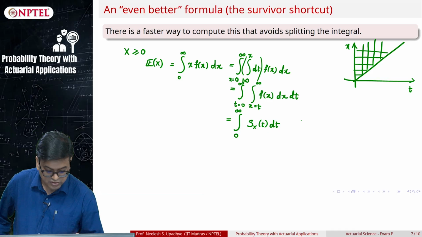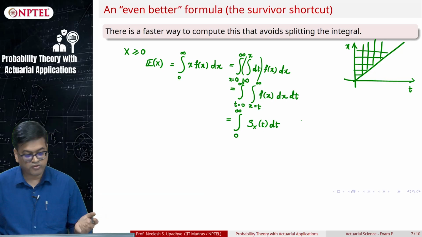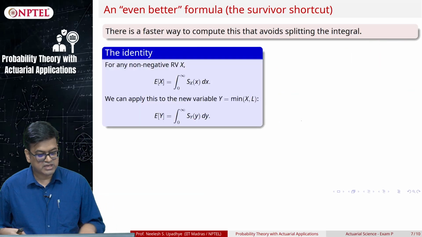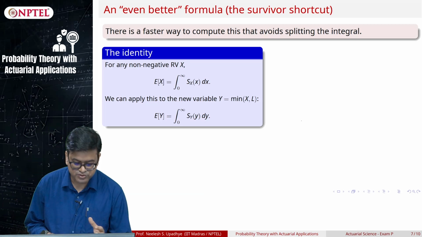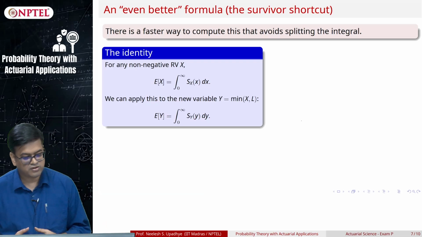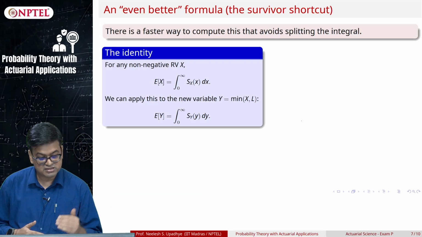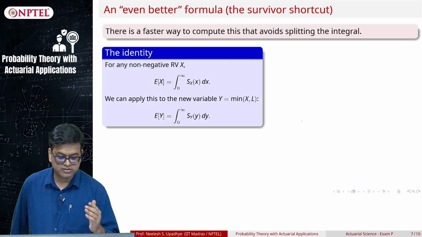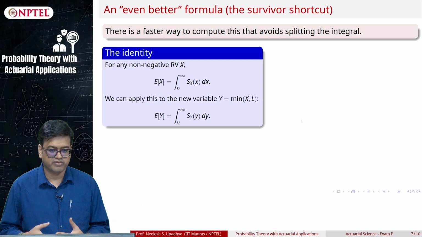Okay. So, with this idea, can I do something better for this formula? The answer is yes. What is the idea? For a non-negative random variable, I can show that the expected value of x is nothing but the survival function of x integrated from 0 to infinity. I can apply this to the new variable y, the integral 0 to infinity of Sy(y) dy, because it is a non-negative random variable.